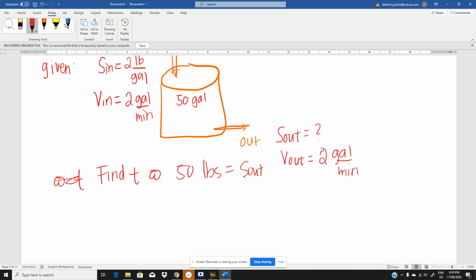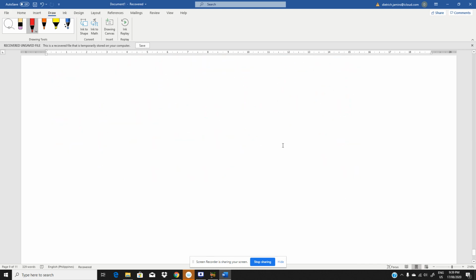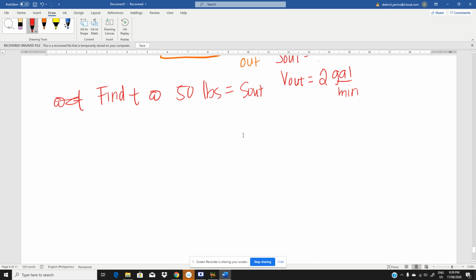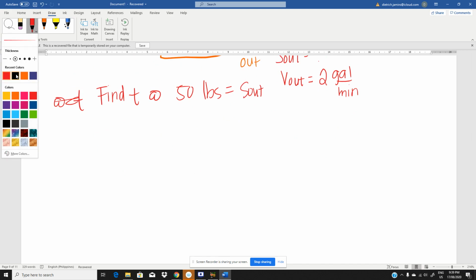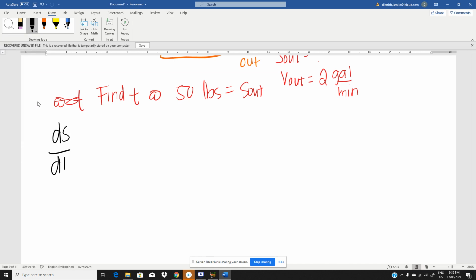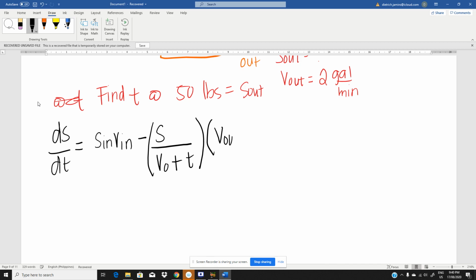So to solve this one, first we should put our general formula. So our general formula is ds over dt is equal to S in times V in minus S all over V sub O plus T quantity multiplied by V out.